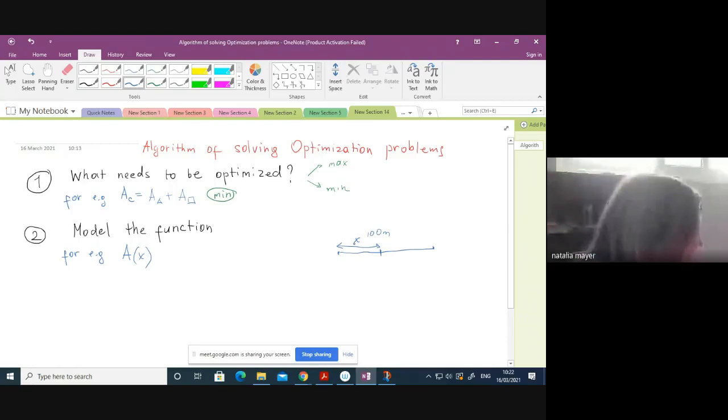So depending on where I cut the wire, I will make this triangle and that square, and their areas will be different. So this is the function of area depending on the cut. And here you can add what you were suggesting at the beginning: identify the variable.